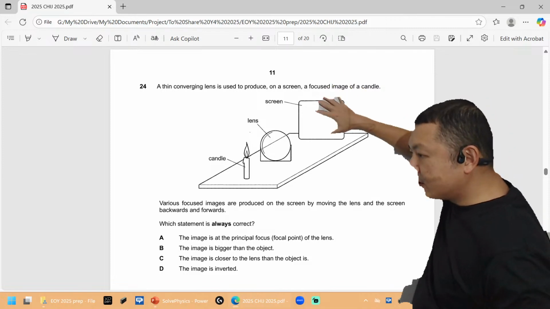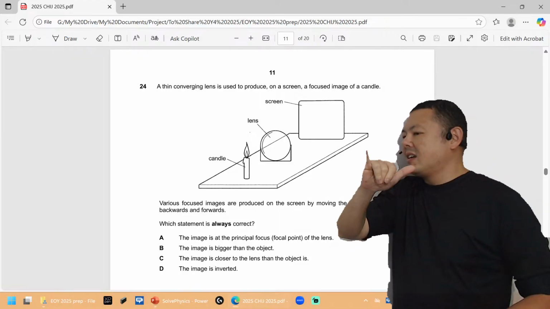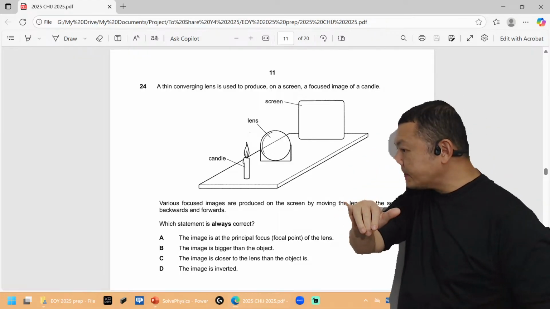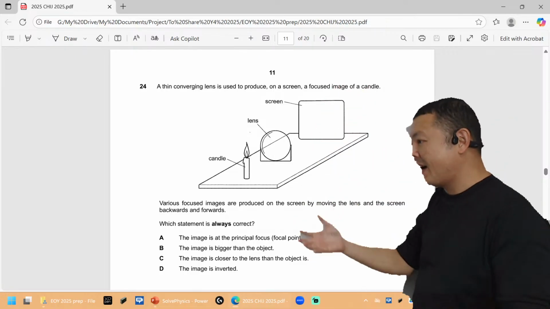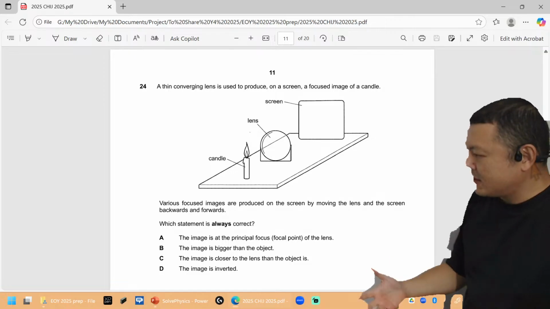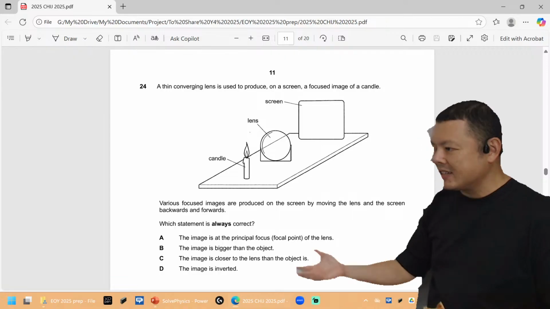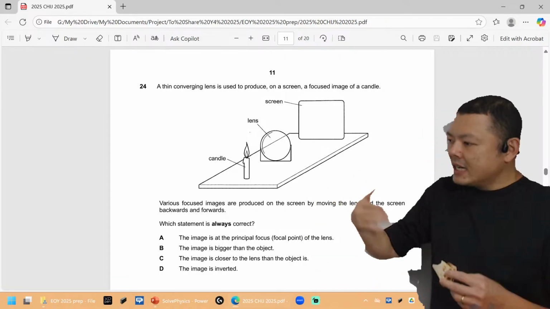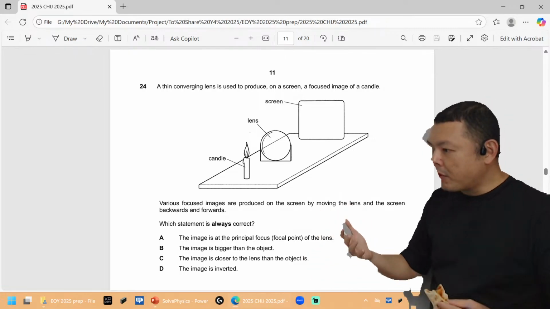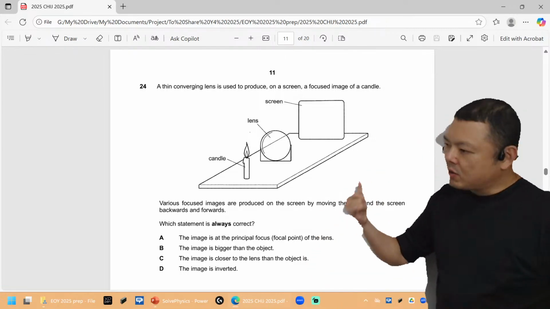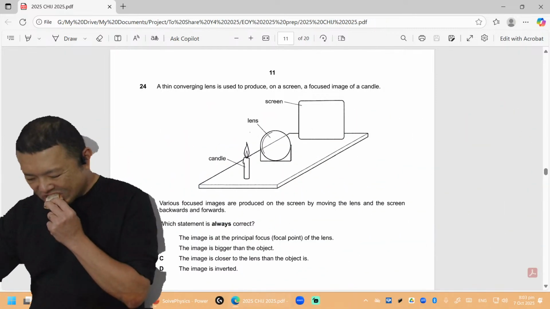If they tell you that the image on the screen is definitely always inverted, it's because of all the 6 lens applications that we do. Whenever we use a screen to catch the image, it is always inverted. You have to memorize all 6 of them. It's not something that you can work out or understand. It's not about understanding, it's memorizing all the 6 applications. Inside my video, I did give a shortcut way to memorize all 6 of them. Please go and make sure you memorize all 6 of them.